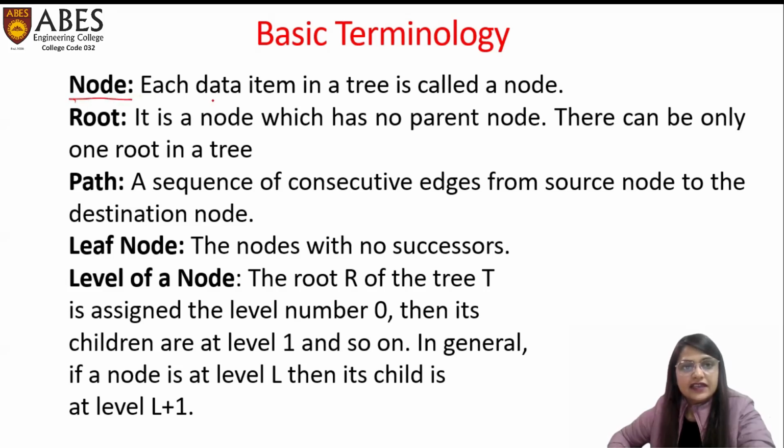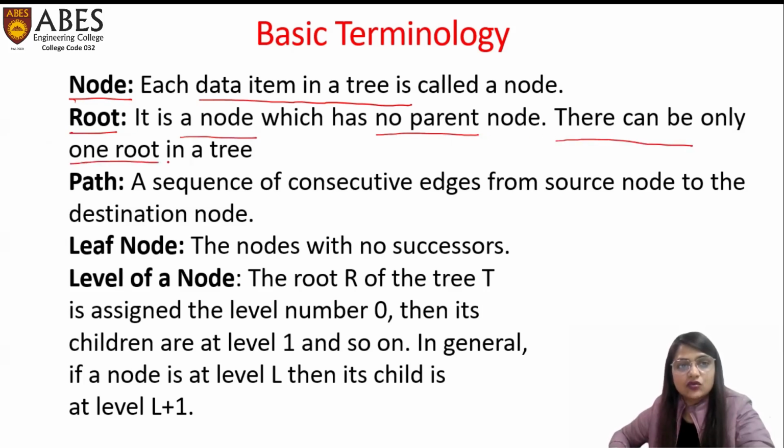What is a node? Each data item in a tree is called a node. It means where we have to store the information related to the given tree. That terminology is known as a node, where we have to store the information part of the particular structure. Second is root. It is a special type of node which has no parent. That is a root. There can be only one, a single root, in a tree.